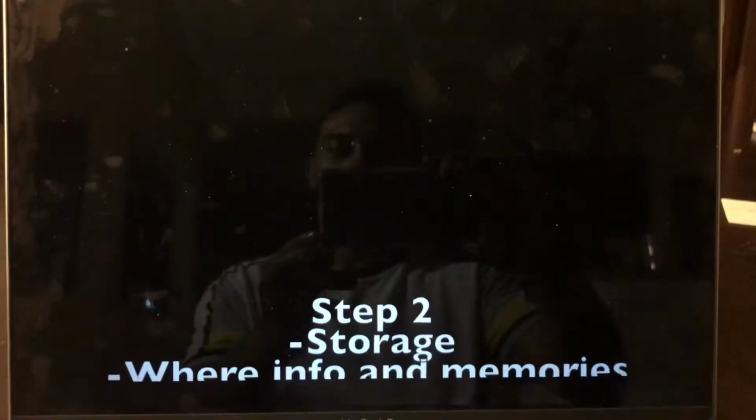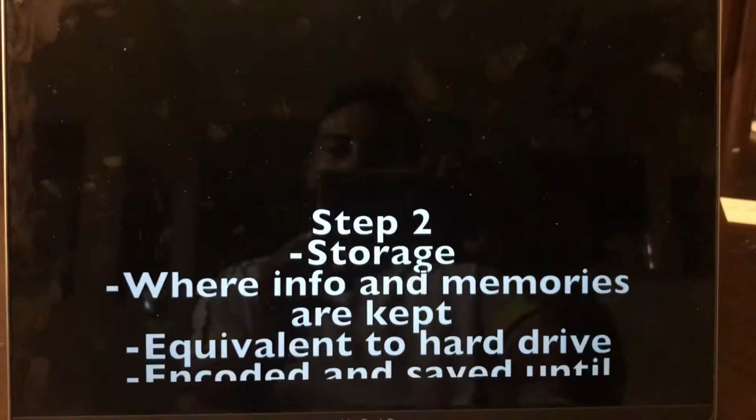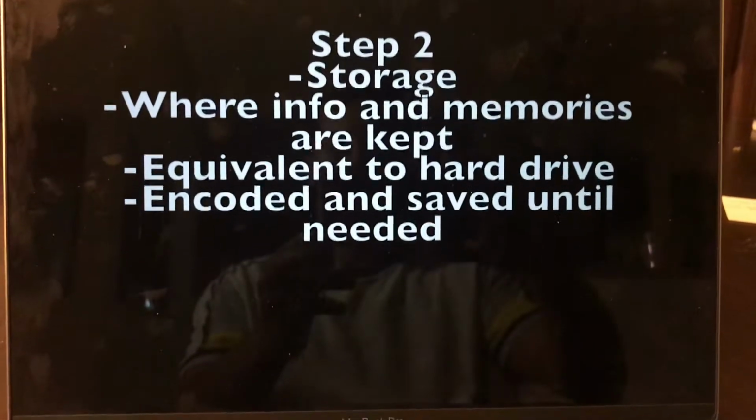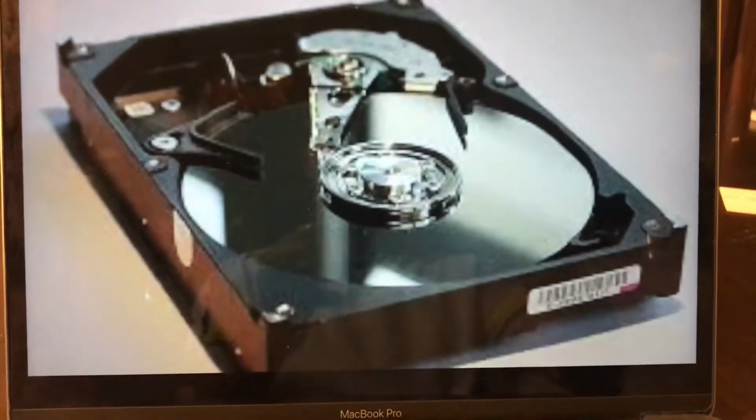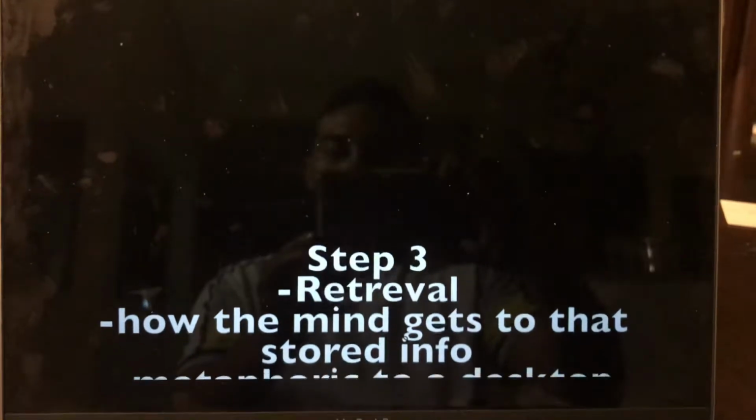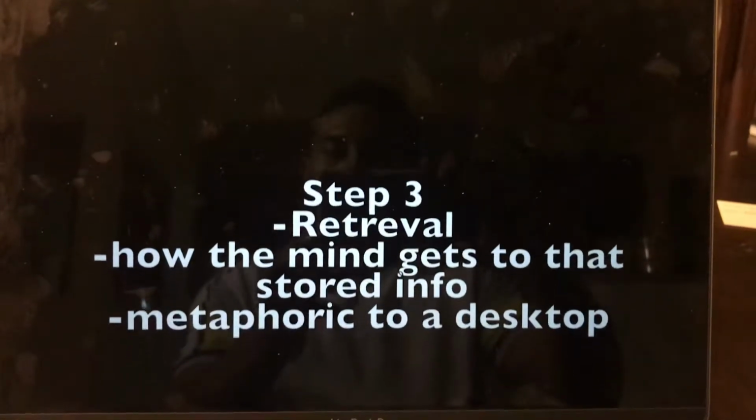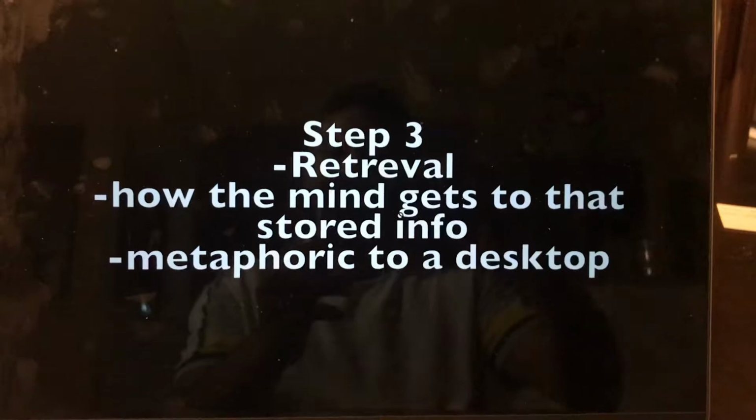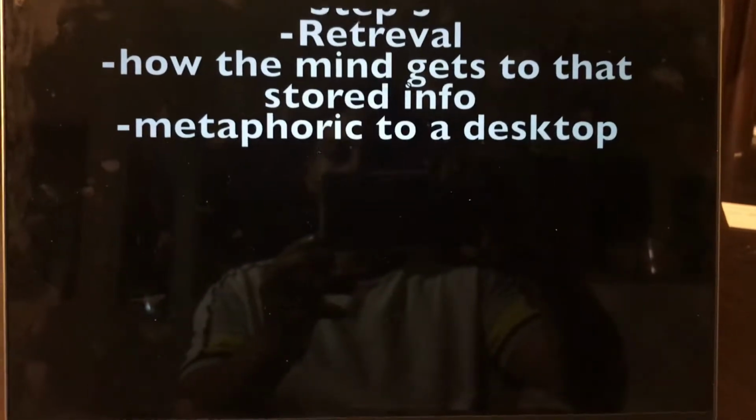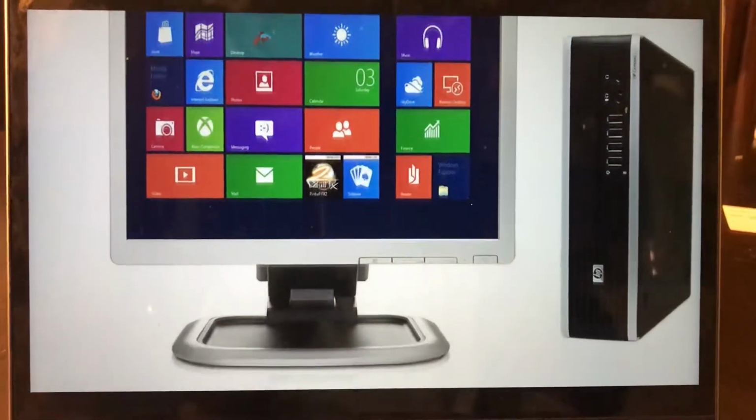Moving on to storage, where info and memories are kept for later use, somewhat equivalent to our hard drive. These memories are encoded properly and saved, or are kept until needed. Finishing off with retrieval of information, this step is how the mind gets to that stored memory for use, metaphoric to the desktop of a computer, how the retrieved information from the hard drive or storage is brought up and displayed on the screen for use.